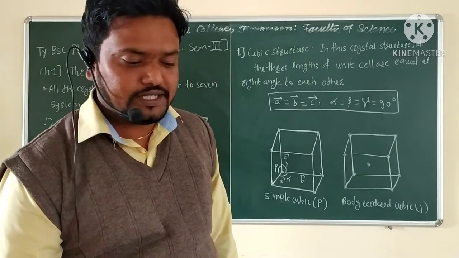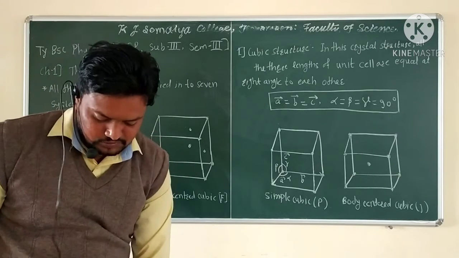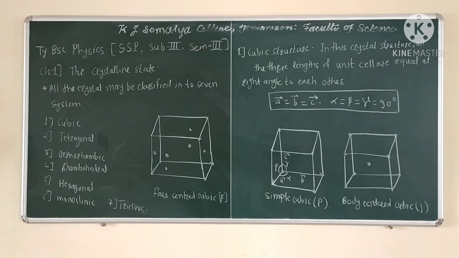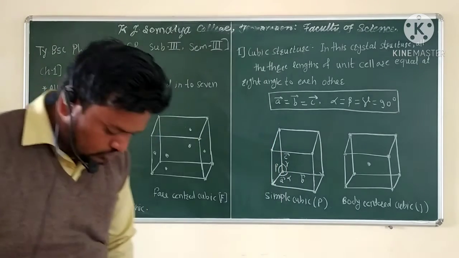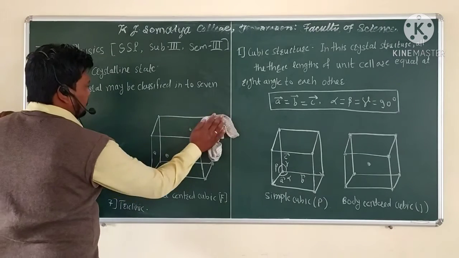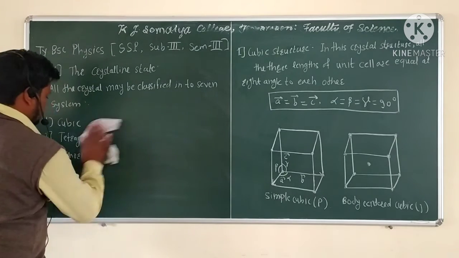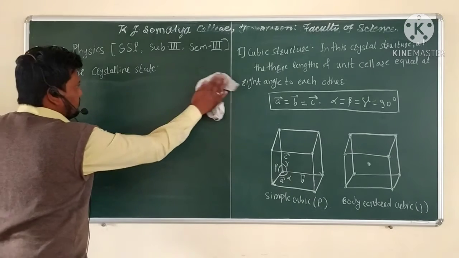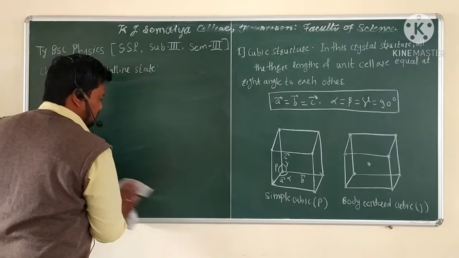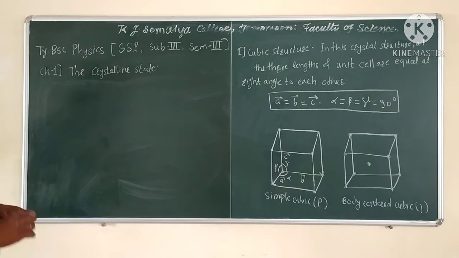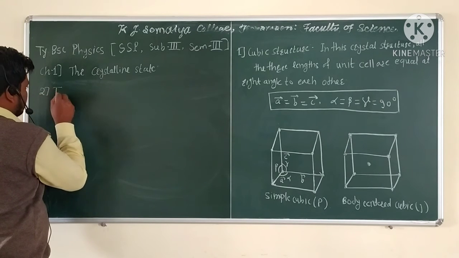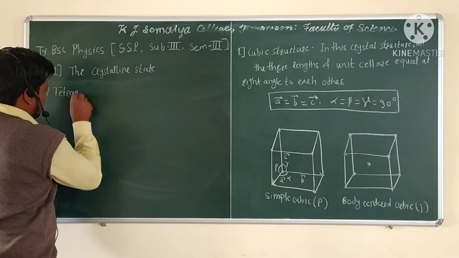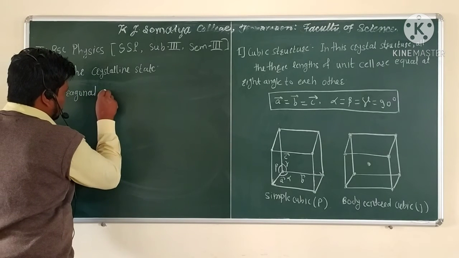Now we want to see the next main system, the second main system, which is the tetragonal system, or simply the tetragonal structure. We want to see what is meant by the tetragonal structure, and what is the relation between the 3 non-coplanar vectors, vector A, vector B and vector C.